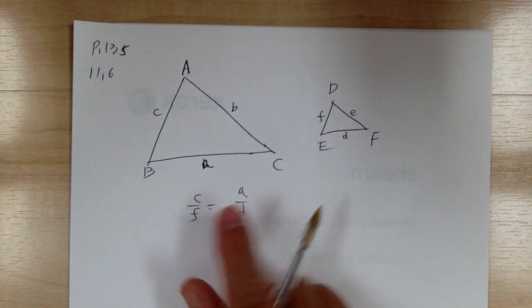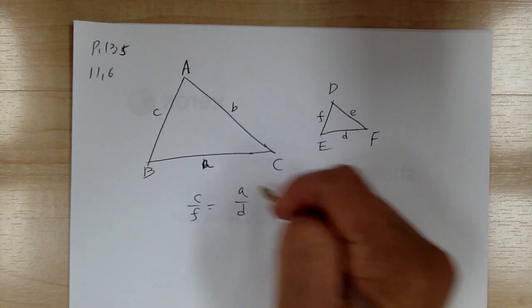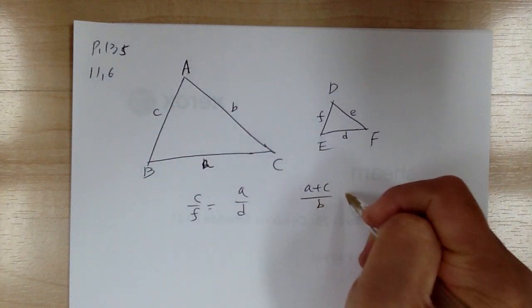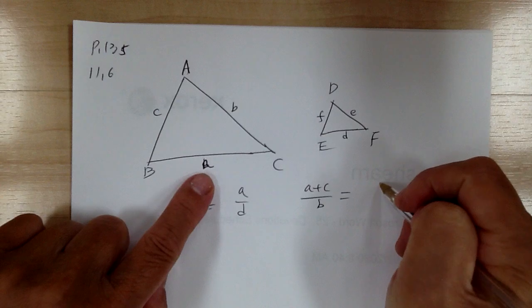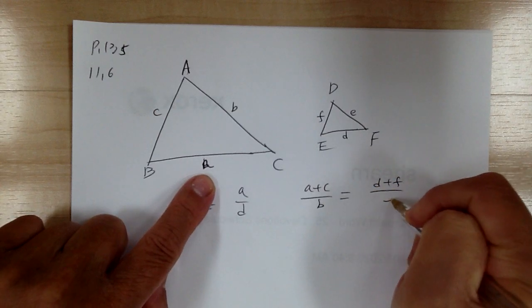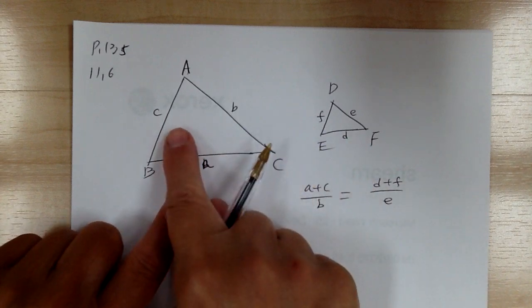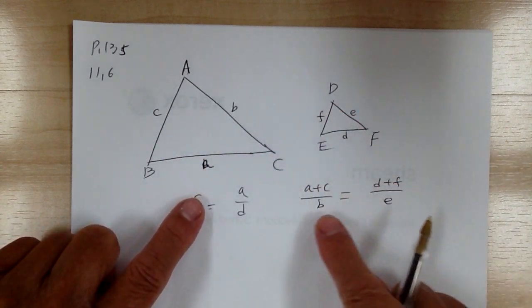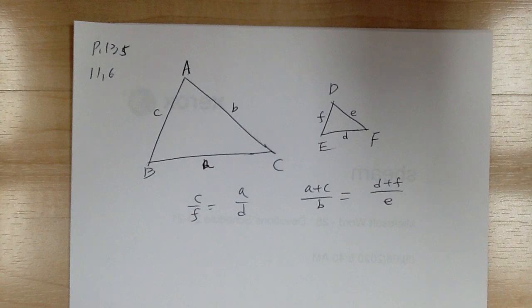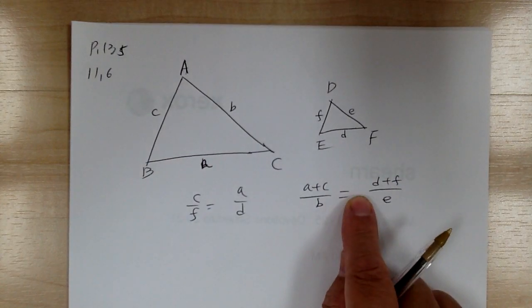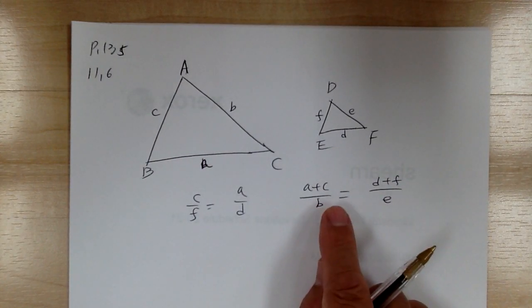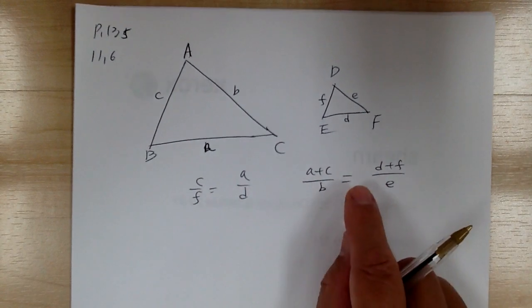You can also write the sum. For example, you can have A plus C over B, which will equal D plus F over E, as long as you match the A with the D, C with the F, and B with the E. So you can write your equation of proportions in any way, as long as you match things up correspondingly.